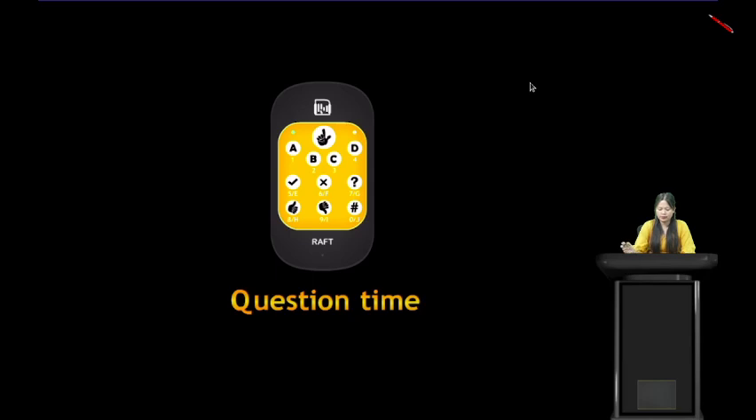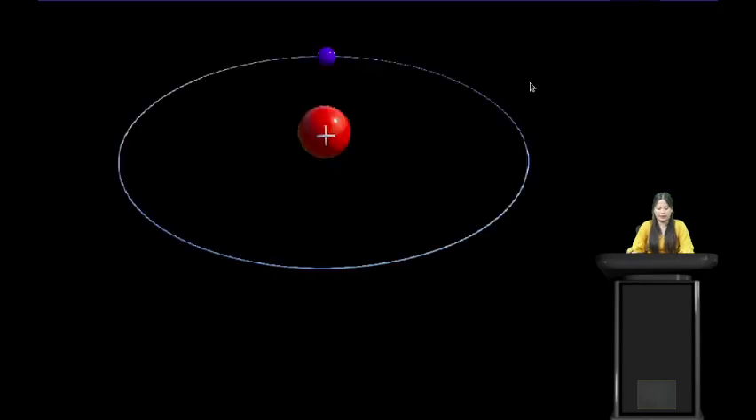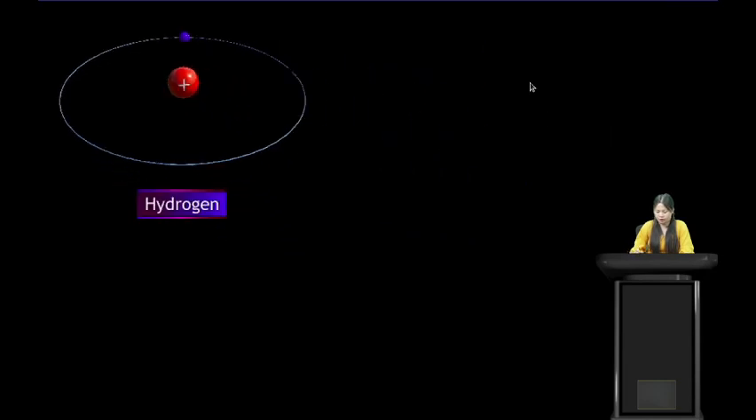Alright students, so we have discussed different models of the atom by J.J. Thomson, by Rutherford, and Bohr's model of the atom. Let us see. Here we have the hydrogen atom. This is what the structure of a hydrogen atom looks like. It has the nucleus, one proton, and an electron revolving around the nucleus.